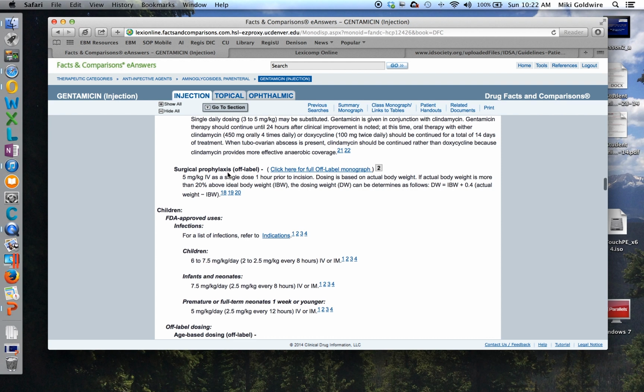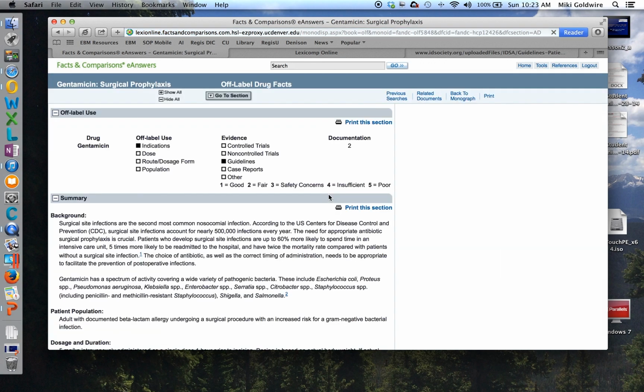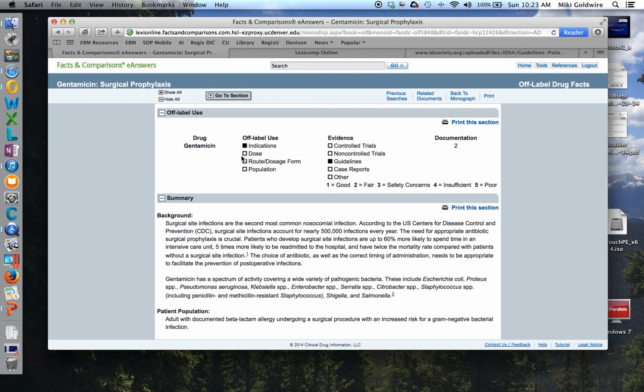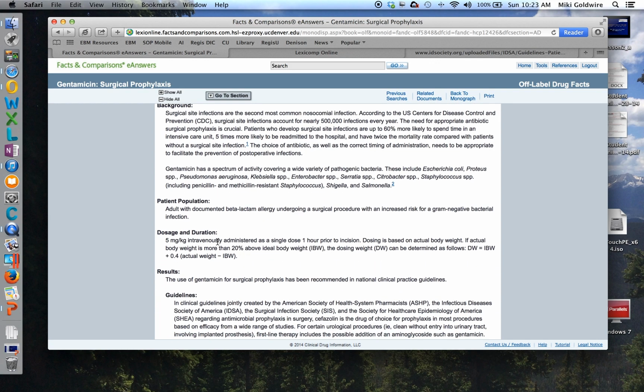Surgical prophylaxis. 5 milligrams per kilo IV as a single dose, 1 hour prior to incision. Dose is based on actual body weight. If actual body weight is more than 20% above ideal, the dose can be determined with the following equation. So again, we can click on the hyperlink, and it tells us that the data is from a guideline again, and it gives us the dose, 5 milligrams per kilo.